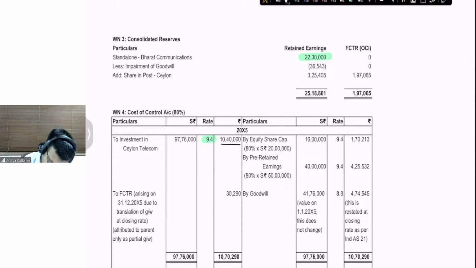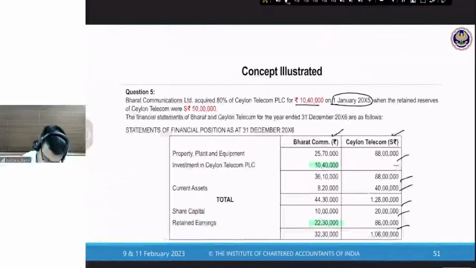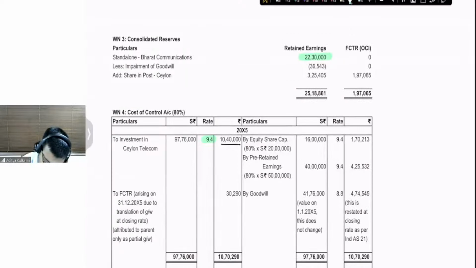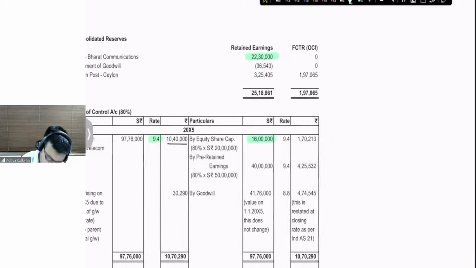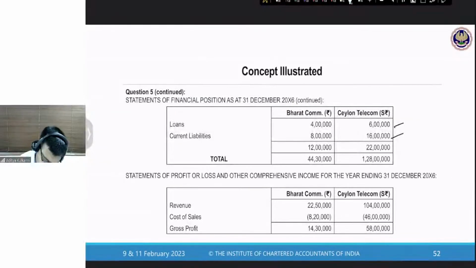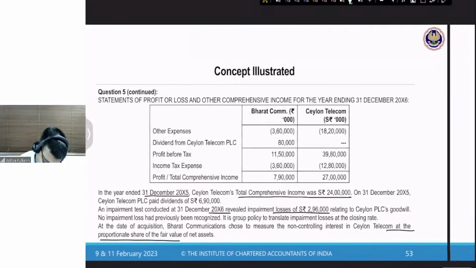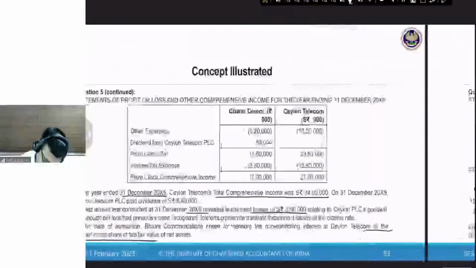Okay. Equity share capital, 80% I have acquired. So that is 20 lakhs. Do we see 20 lakhs? Yes. 20 lakhs into 80%. So that is the usual what we do. So you get 16 lakhs. Pre-acquisition retained earnings is directly given to you. So where is that? Where is that 50 lakhs?